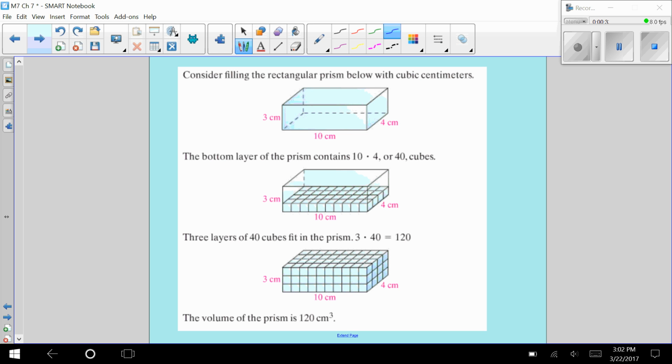So think about filling a rectangular prism with cubic centimeters. The bottom layer would have 10 by 4 or 40 cubes. But then we need 3 layers to make it 3 tall. So we'd have to take that 40 and 40 and 40, and we'd get a final volume of 120 cubic centimeters.